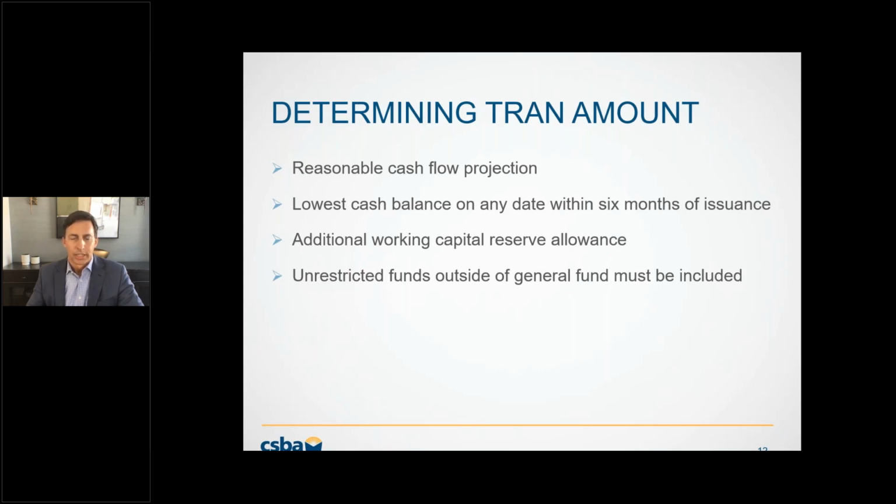Then we also have to take into consideration any unrestricted funds you have outside the general fund. If you have large dollar amounts in Fund 17, the IRS would say those are unrestricted dollars that you could just have in the general fund. We need to take those into account when we size your TRAN, when we work with your staff to determine the TRAN amount. Next slide.